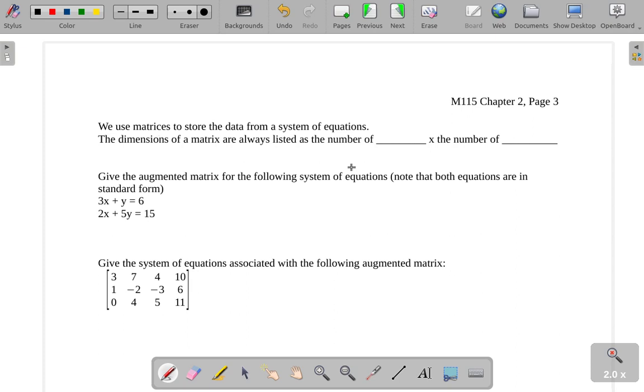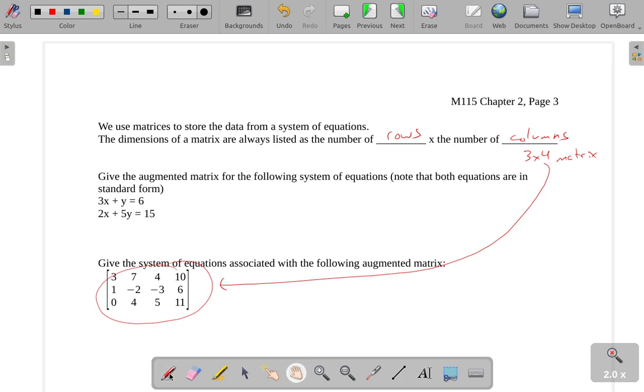The dimensions of a matrix are always listed as the number of rows by the number of columns. Alright, so for instance, just to give you an idea of an example of a matrix, well, this thing down here is an example of a matrix. The number of rows in this matrix, there are 1, 2, 3 rows, and there's 1, 2, 3, 4 columns. So this one is a 3 by 4 matrix. This is one way to specify how big the matrix is, essentially, how many individual numbers it holds.